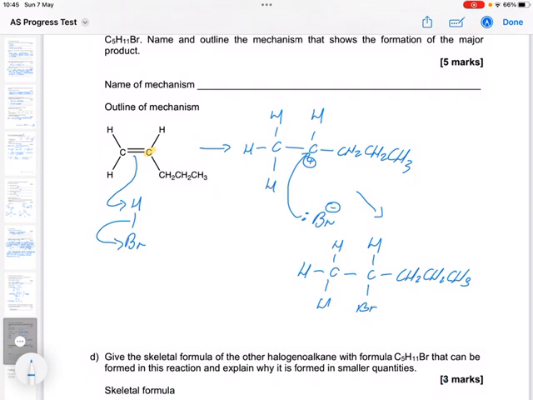Okay, so the marks are here, here, so 1, 2, 3. That's for the correctly drawn intermediate. If you've drawn the incorrect intermediate, if you've put the positive charge on carbon number 1, you don't get that mark, but you would get the fourth mark over here for the mechanism. I know your bromine would be in this position, but it would be an error carried forward mark. The name of this mechanism then is electrophilic addition, and there's your 5th mark for that there.